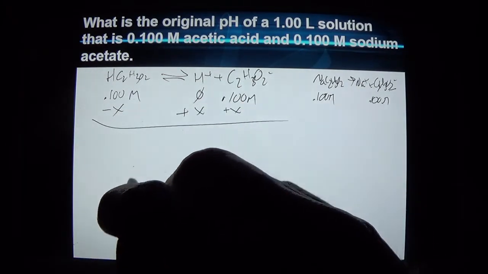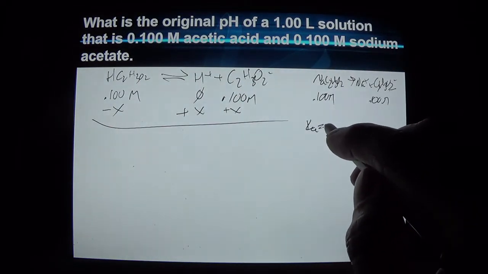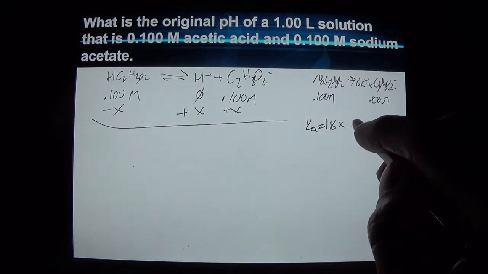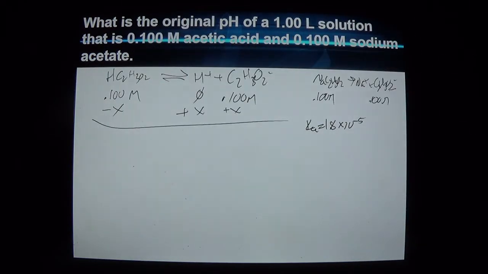And as this is a weak acid, the Ka is 1.8 times 10 to the minus 5. Now, how do I know that? Because I've used it so much I've memorized it. How would you know it? It would be given to you, or like in your classwork, you go to your charts, your appendix, and you find the Ka of acetic acid, and there you go.